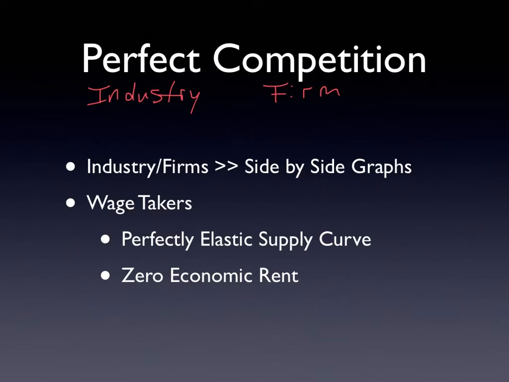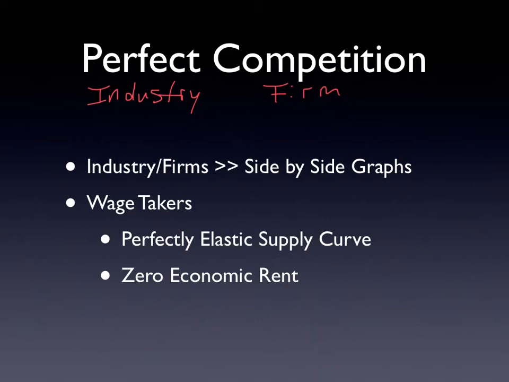So it's important to note that when we're talking about perfectly competitive factor markets, we are going to have to use side-by-side graphs that we should be familiar with from the product market. A point of comparison between the perfectly competitive firm in the factor market is that they are wage takers. They are going to accept the wage that is established by the industry, and the firm can hire as many workers as it would like at that wage.